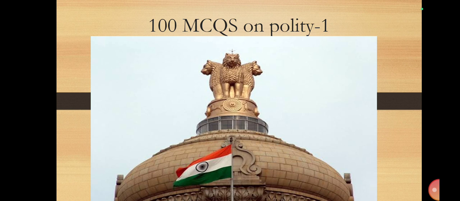Again, question number 52. With reference to special provision with respect to certain states, which of the following are correctly matched? State and article: Assam, Article 371B. Nagaland, Article 371A. Arunachal Pradesh, Article 371H.